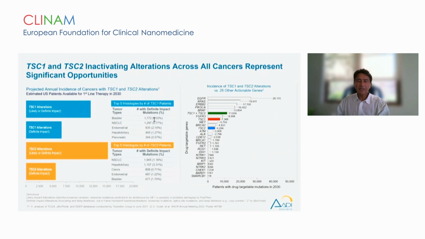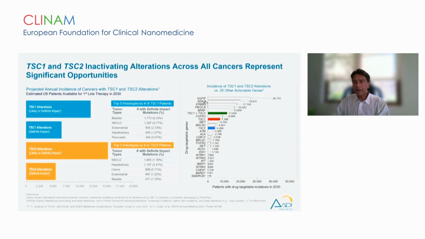So the top 5 in each category, there's over 1,700 patients in bladder cancer, there's over 1,000 patients in non-small cell lung cancer, almost 1,000 patients in endometrial, liver cancer, etc., depending on which mutation you look at. So there's a lot of patients who have these mutations, and they could be driver mutations for their tumors.